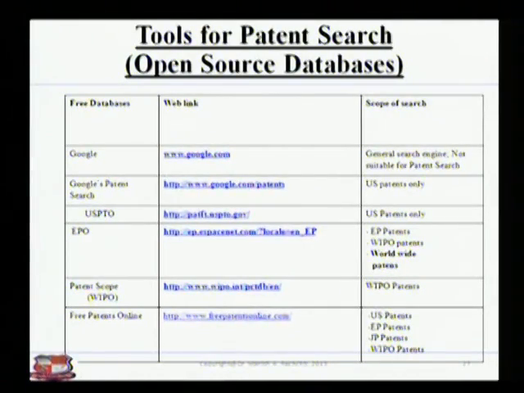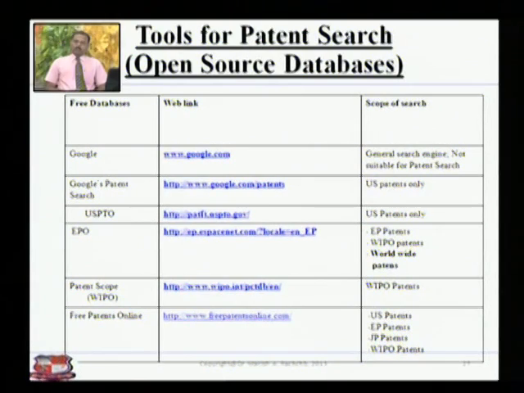Now come to the next point. Which are the tools available to do a patent search, and particularly using an open source database? That means a free database. I do not want to pay a single rupee. I have my PC, I have my laptop, I have an internet connection. So can I use some databases which give me the patent information totally free?